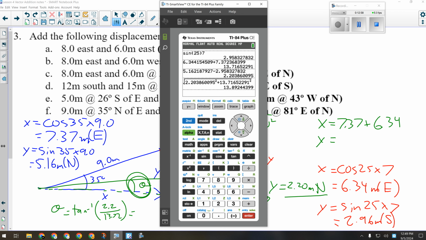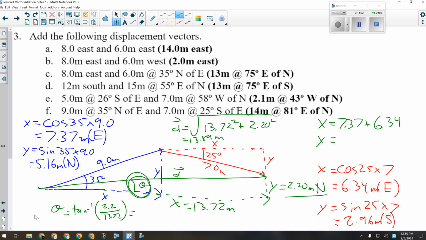I'll punch it in so we actually get the decimal here. Second tan of 2.2, I'll use the numbers. 2.2 divided by 13.71. All right, so I'm getting 9.13 degrees. And for me, that is going to be measured from due east going north, so north of east.